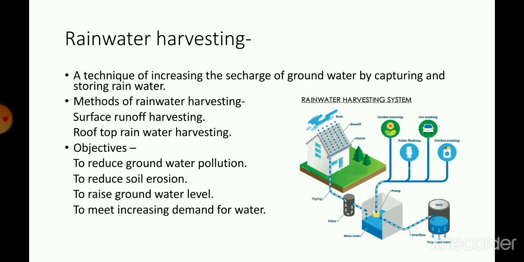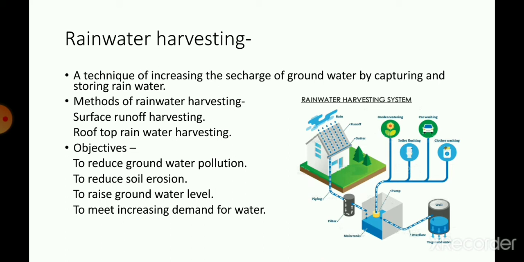Rainwater harvesting. What do you mean by rainwater harvesting? Rainwater harvesting is a technique of increasing the recharge of groundwater by capturing and storing rainwater. Methods of rainwater harvesting. There are two methods: surface runoff harvesting and rooftop rainwater harvesting. Next, objectives of rainwater harvesting: to reduce groundwater pollution, to reduce soil erosion, to raise the groundwater level, to meet increasing demand of water.